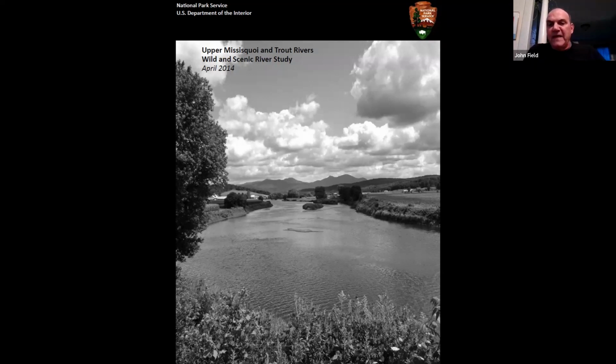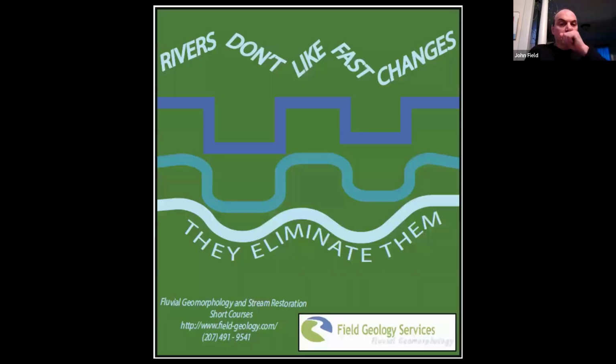These straightened rivers remain unchanged for decades at times. So this brings me to the second parable of river processes I like to talk about, which is rivers don't like fast changes. They tend to eliminate them. Rivers don't like sharp right angle bends where the water will slow down and the sediment drop out. They like smooth meanders where that sediment can move along relatively consistently.